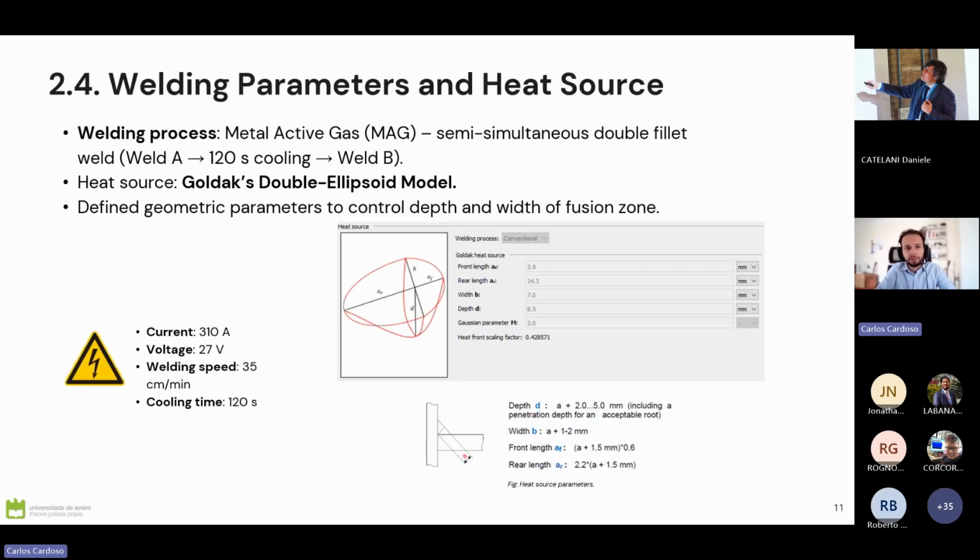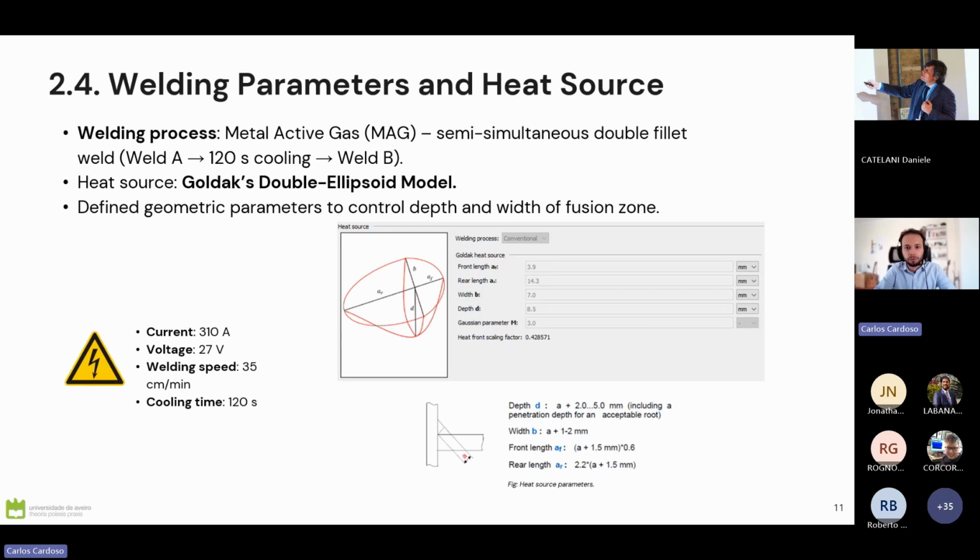Regarding the welding setup, the same metal active gas, the MAG process, was replicated. The first weld is performed, followed by a cooling time of 2 minutes before starting the second weld on the back of the vertical plate. The welding parameters were kept identical: a current of 310 amperes, a voltage of 27 volts, and a welding speed of 35 centimeters per minute.